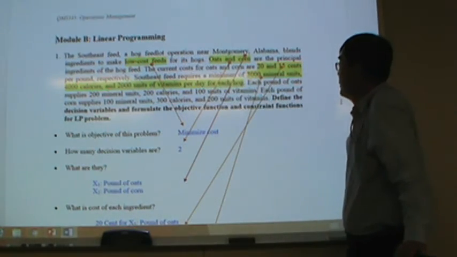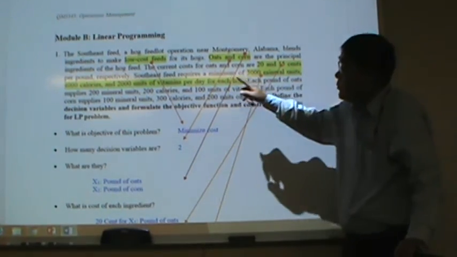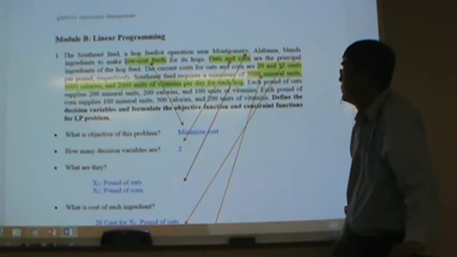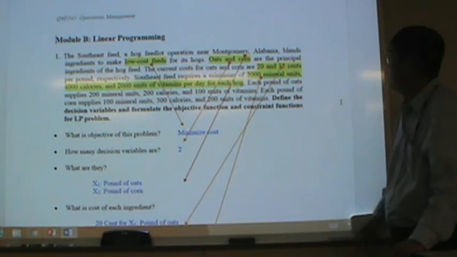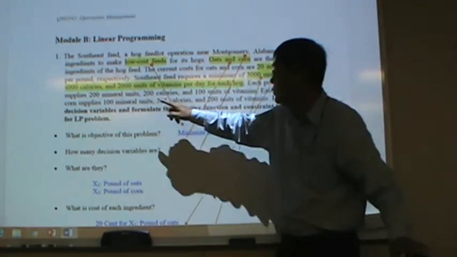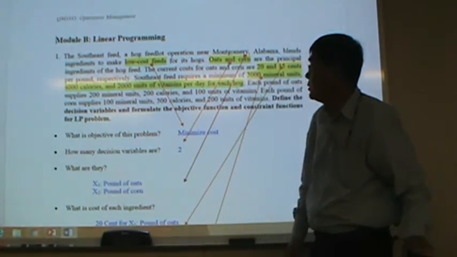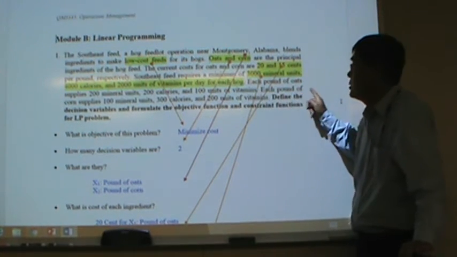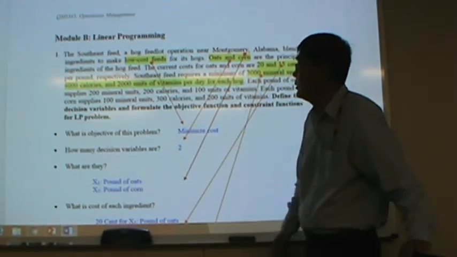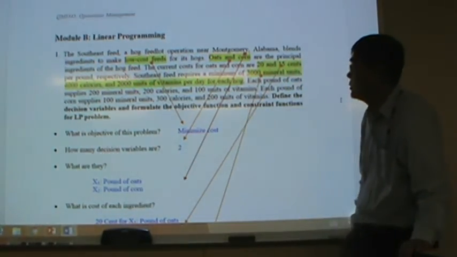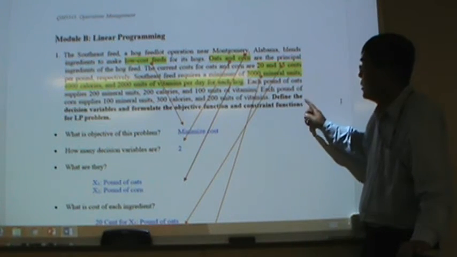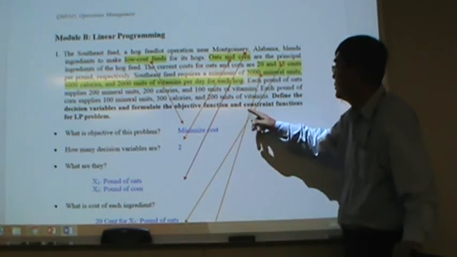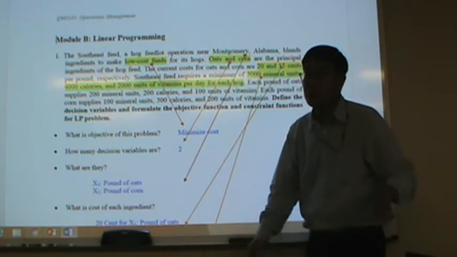The feed requires a minimum of 3,000 mineral units, 4,000 calories, and 2,000 units of vitamins per day for each cup. Each pound of oats supplies 200 minerals, 200 calories, and 100 units of vitamins. Each pound of corn supplies 100 minerals, 300 calories, and 200 units of vitamins. Then the question: define the decision variables and formulate the objective function and constraint functions for the linear program.